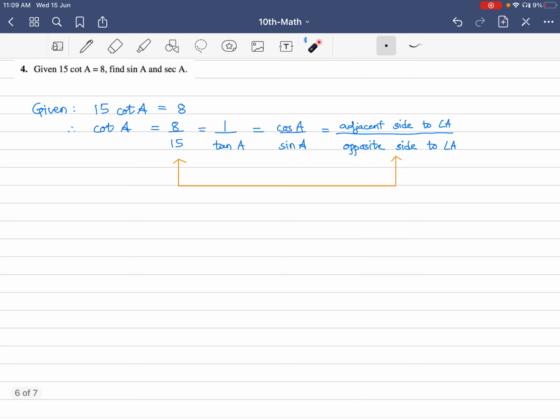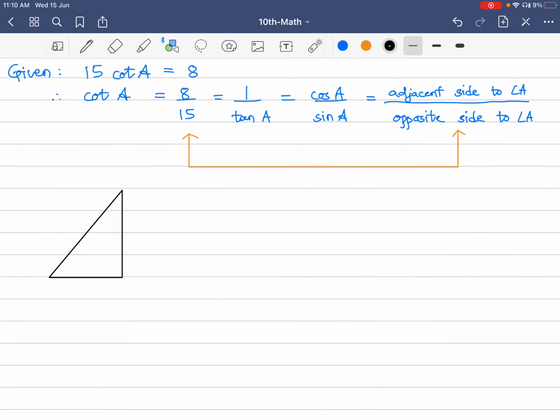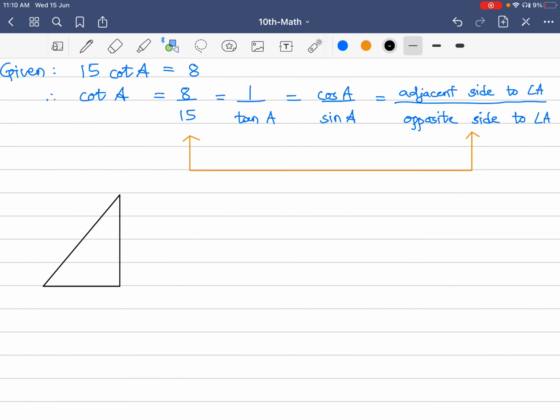So now what I'm going to do is draw a triangle. Let's draw a right angle triangle, and let's zoom in. So let this be our angle A. Let this be B, let this be C. Now this is the angle in our focus, angle A. Now what is the adjacent side to angle A? The adjacent side to angle A is AB.